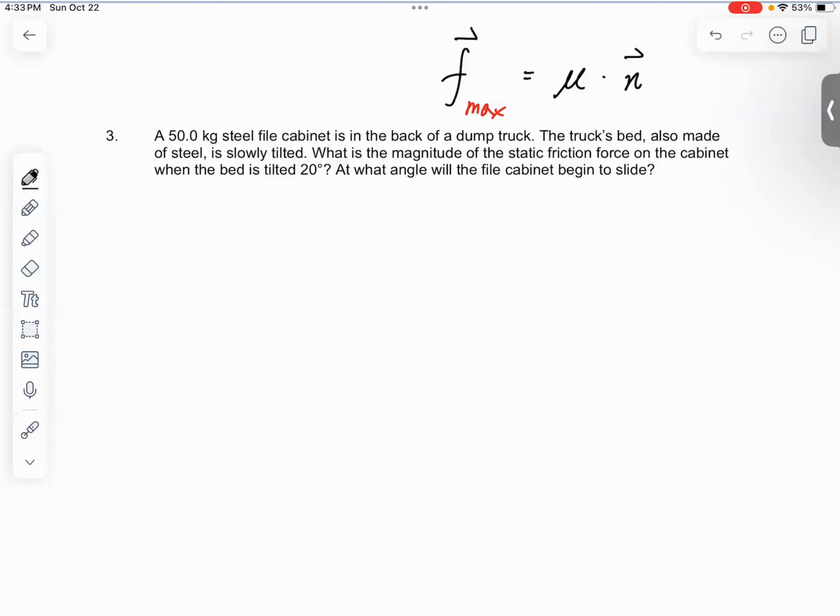All right, for question number three. So again, we have the little friction equation up there. We might be able to use it. We'll see. Let's go ahead and draw the picture right here. So this is a 20-degree incline, and we have the file cabinet right here.